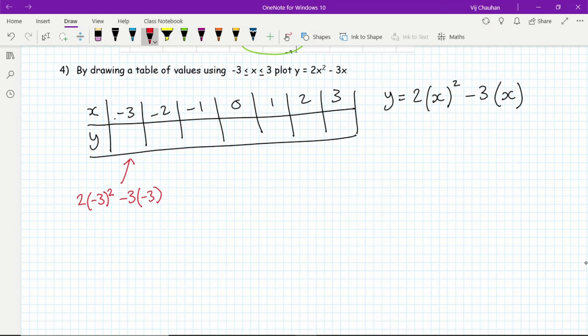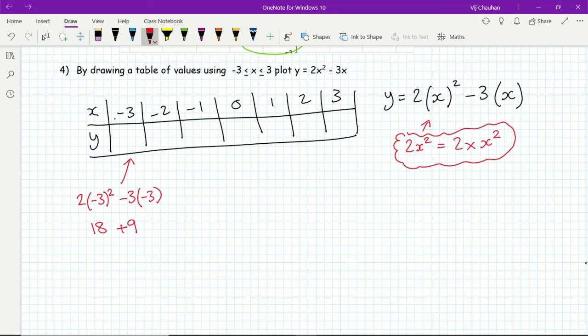Now the key thing to remember is that 2x squared means 2 times x squared. So when we are doing that calculation, I know that -3 squared, I've got to do that bit first, which is 9. So I've got 2 times 9, which is 18, minus, then I've got -3 times -3, which is +9. So here I'm going to end up with 27. And again, I can then carry forward.